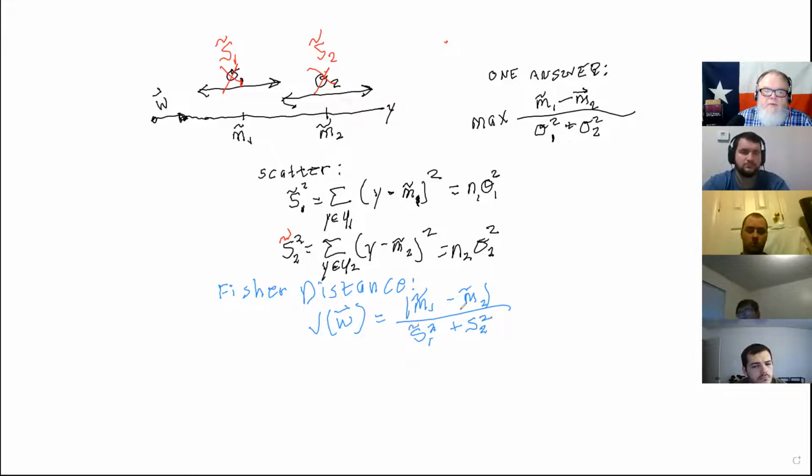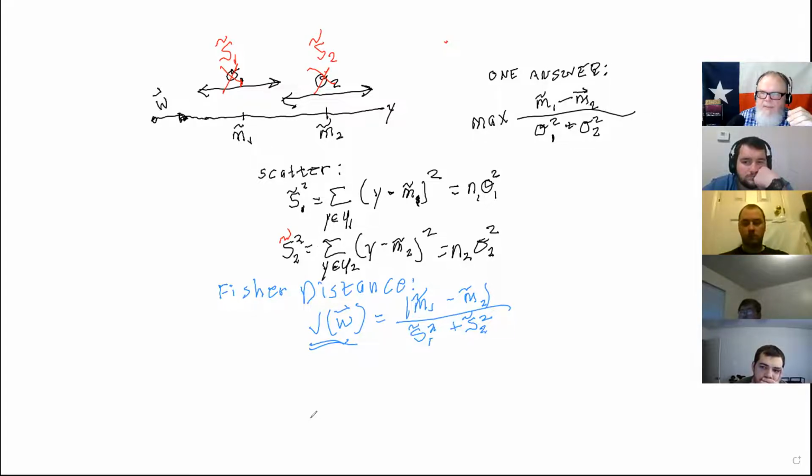And I guess these should have twiddles on them. So this is what Fisher did. Now, this is a function of W, right? This Fisher distance. We want to maximize it. How do you maximize something like that? Well, you take the first derivative and you set it equal to 0, right? That's the way that you do that.